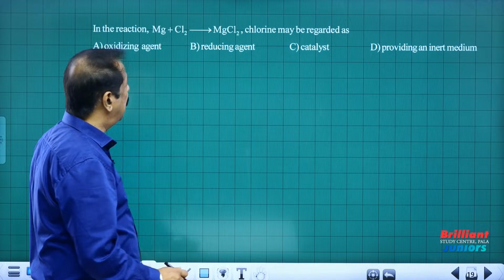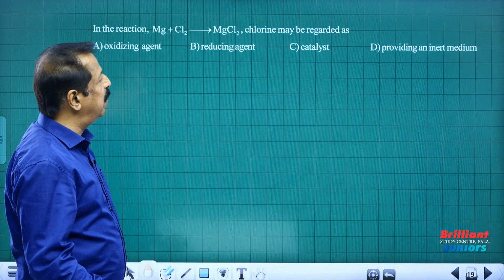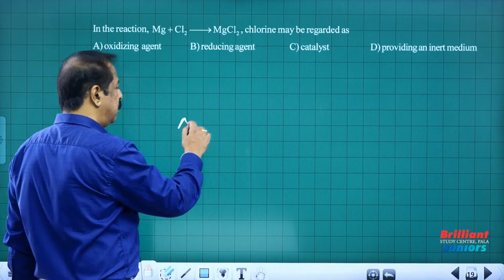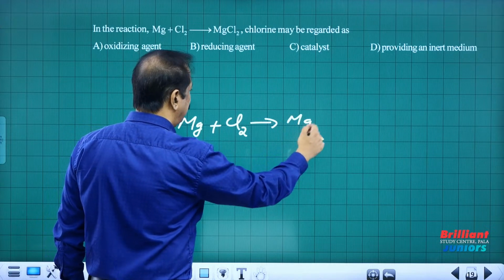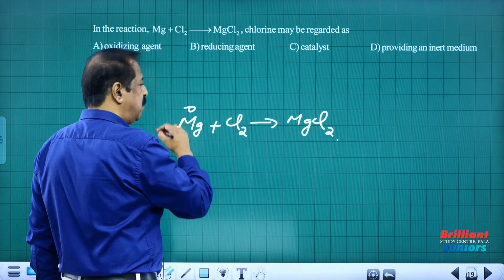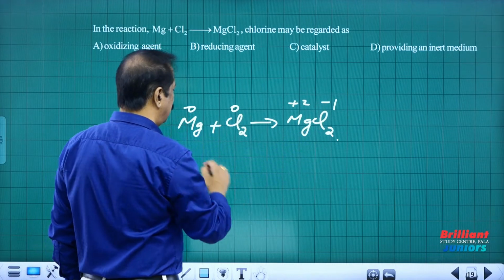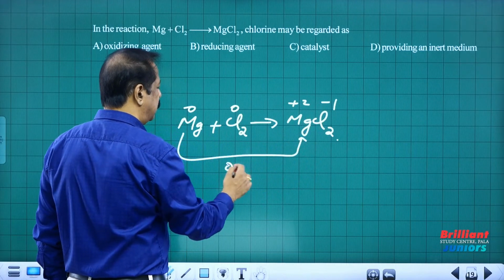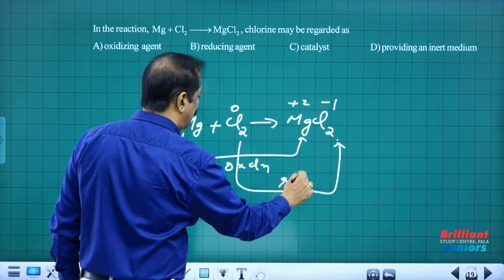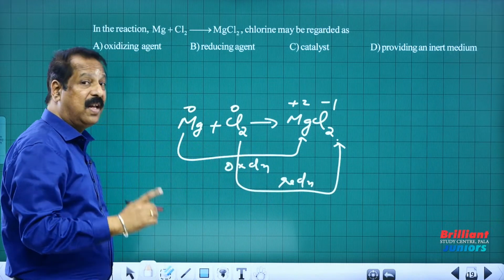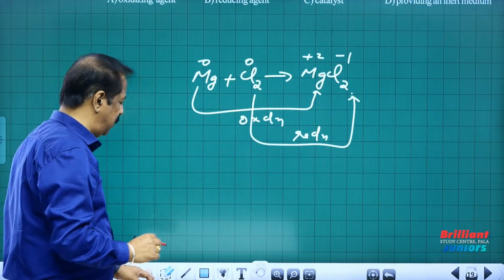Next one, magnesium plus chlorine giving MgCl2. Magnesium combined with chlorine, the product is MgCl2. So here magnesium is 0, it becomes +2; chlorine is 0, it becomes -1. So magnesium undergoes oxidation and chlorine undergoes reduction. So magnesium was oxidized by chlorine. So chlorine is an oxidizing agent.